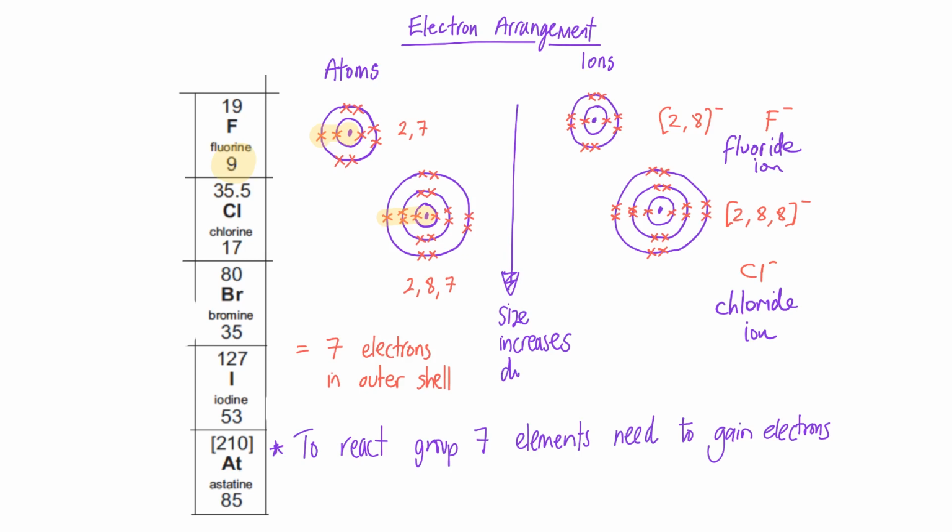And this means I've got less attraction for my outer shell electron. So if I have less attraction for my outer shell electron, it's more difficult for me to attract a new electron into that outer shell. So therefore, my group 7 elements are going to get less reactive as I go down the group as they are getting larger.